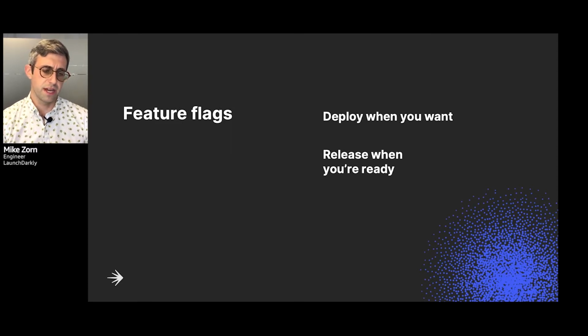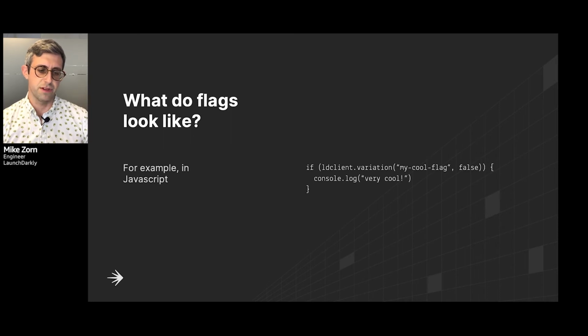And then here's what that looks like in code. Here's just a simple example in JavaScript. We have this flag, my cool flag, and when it is turned on, this logs very cool. This is pretty simple, but as you can see, changing the value of the feature flag in our LaunchDarkly control plane lets us change the runtime behavior of our application without needing to redeploy it or restart a service, anything like this.